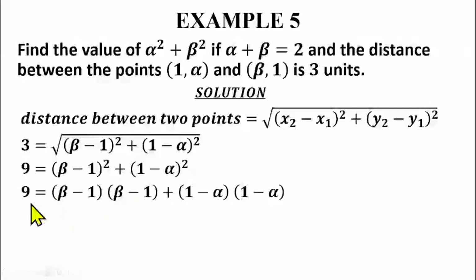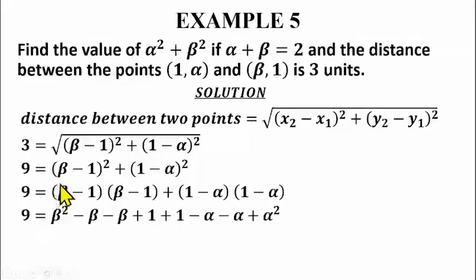So we'll be having 9 is equal to beta times beta gives us beta squared. Beta times minus 1 will give us minus beta. Minus 1 times beta will give us minus beta. Minus 1 times minus 1 will give us plus 1. Also, we can expand this bracket as well. 1 times 1 will give us 1. 1 times minus alpha will give us minus alpha. Minus alpha times 1 will give us minus alpha. Minus alpha times minus alpha will give us plus alpha squared.